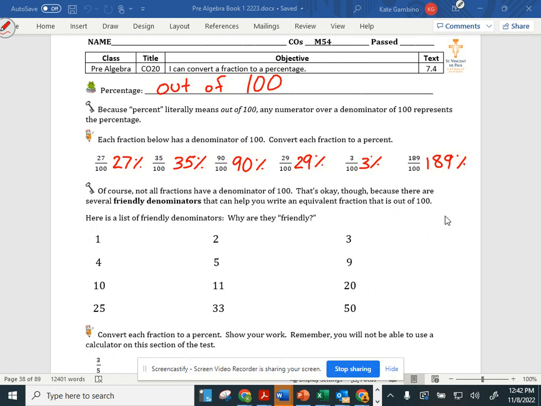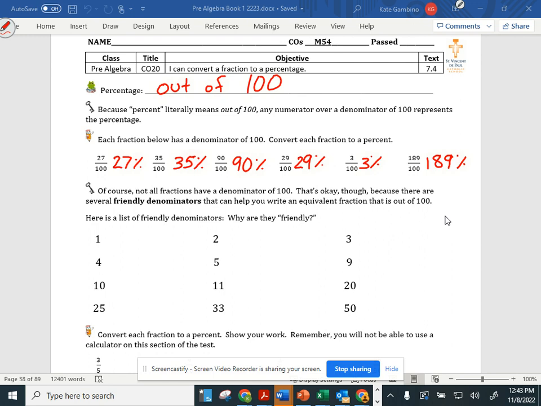Here's what we do. We're going to first look at our friendly denominators. Of course not all fractions have a denominator of 100, that's okay though, because there are several friendly denominators that can help you write an equivalent that is out of 100. So before we get to your question, Aiden, we're going to look at our friendly denominators that easily go to 100 or super, super close to 100. Why are they called friendly?